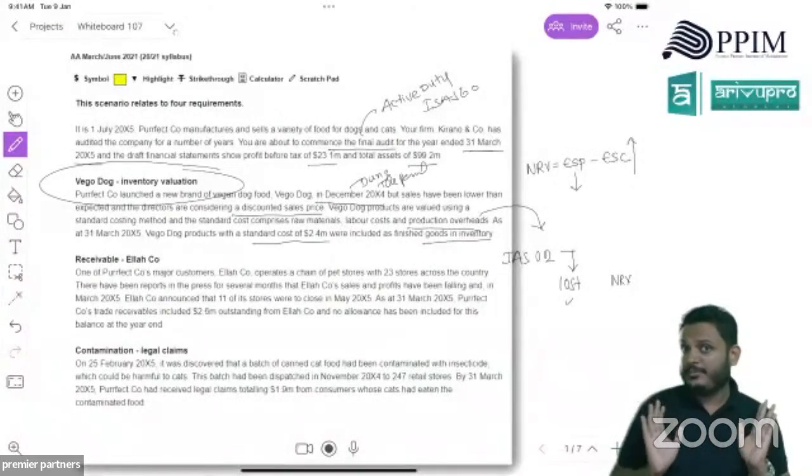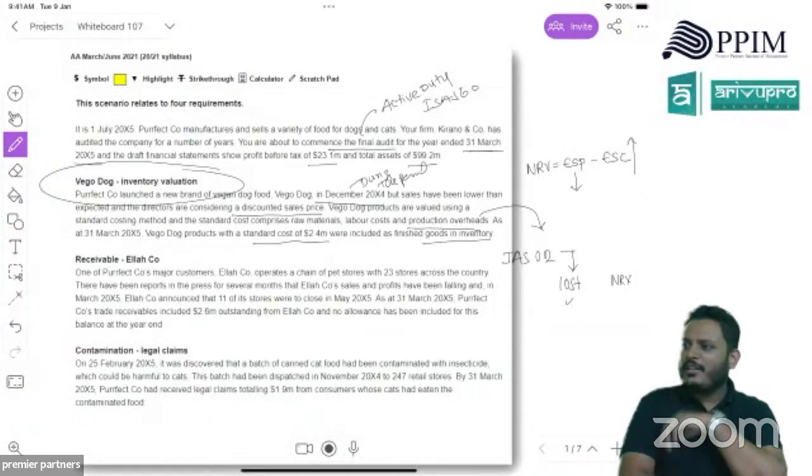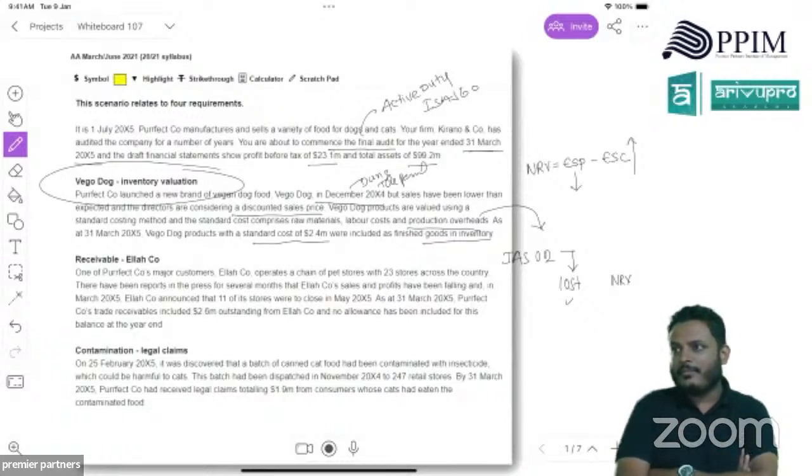That I should check because they said production overhead. If the production overhead includes only variable production overhead, then it is marginal costing. If the production overheads include fixed production overheads also, then it is an absorption costing system. I should check that now, because the standard says marginal costing is not allowed, only absorption costing is allowed. That is the first thing I should check.